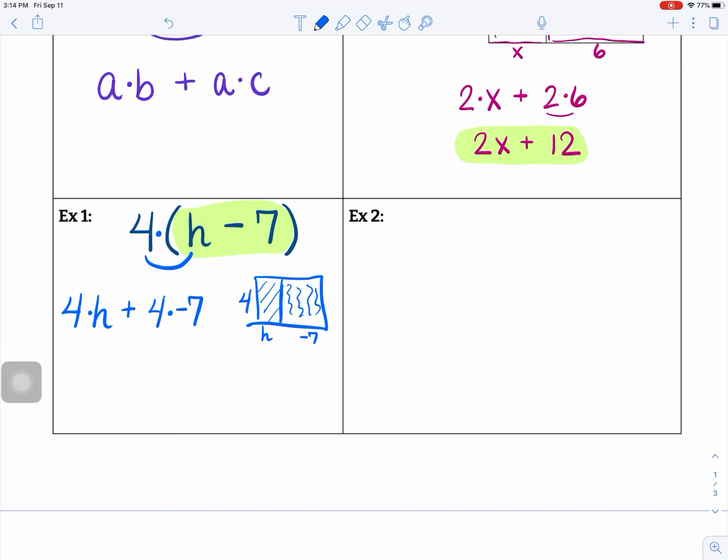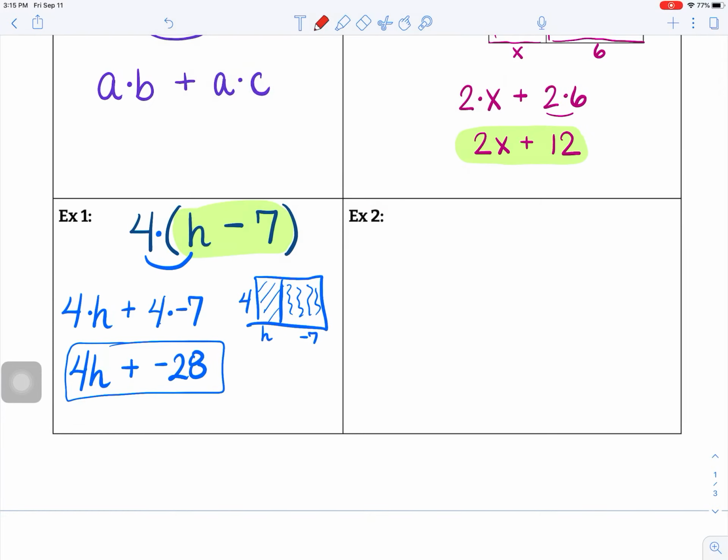To find the total, I need to add them together, right? My total is always adding things together. So 4 times h is 4h, plus sign in the middle. 4 times a negative 7 is a negative 28. 4h and 28 are not like terms, so we would say that this is the simplified expression.